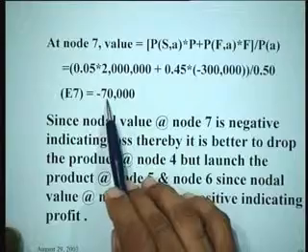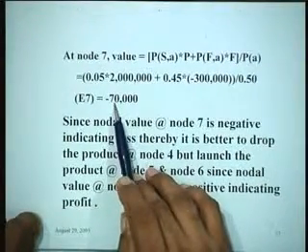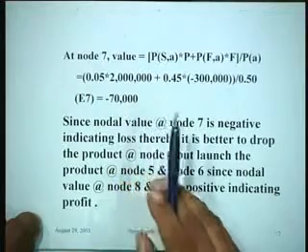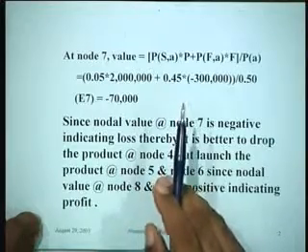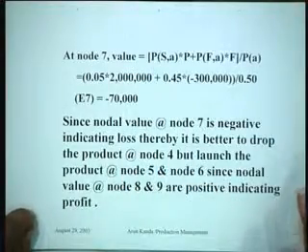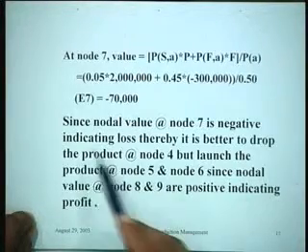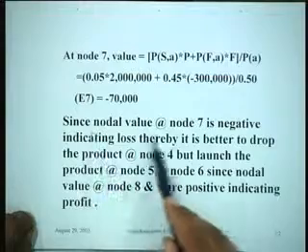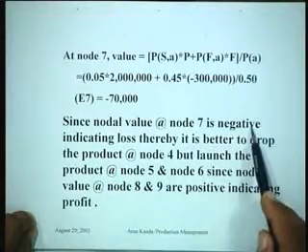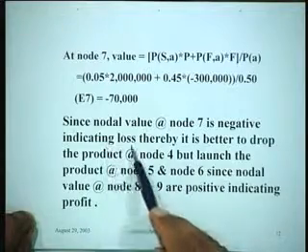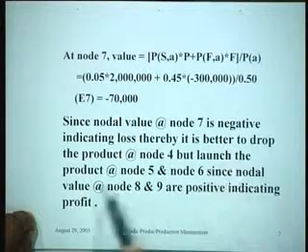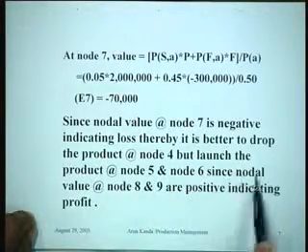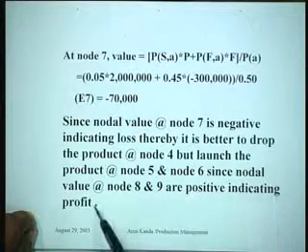For node 7, the value turns out to be negative. It is minus 70,000 rupees. So when we are computing from the back nodes 7, 8 and 9, we find that the expected values for nodes 8 and 9 are positive, but for node 7, it is negative. So you can make a conclusion here. And the conclusion is that since the nodal value of node 7 is negative, indicating loss, it is better to drop the product at node 4, but launch the product at nodes 5 and 6, since nodal values of 8 and 9 are positive, indicating profit.